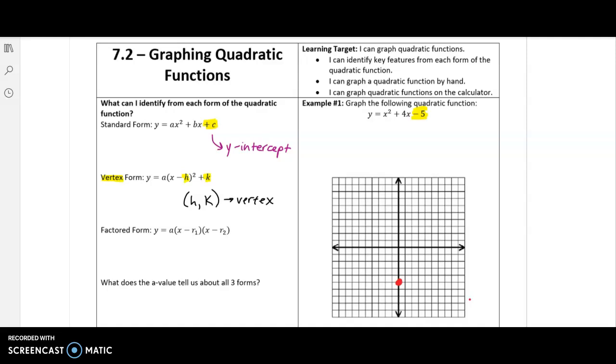Now, an easy way to remember it might be that we take the opposite sign of the h. So if it's a minus, then our h value is actually positive. And if it's a plus, then our h value is actually negative.